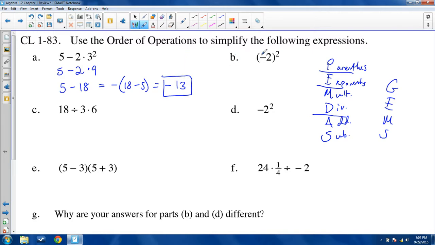Okay, part B. This says negative 2 quantity squared. Now in parentheses, it's asking, is there anything you can do in parentheses? No, but that doesn't mean get rid of the parentheses. This is super important because this says I am squaring the number negative 2, and squaring means multiplying a number by itself. So this becomes negative 2 times negative 2.